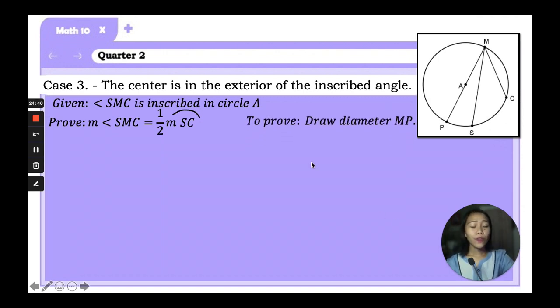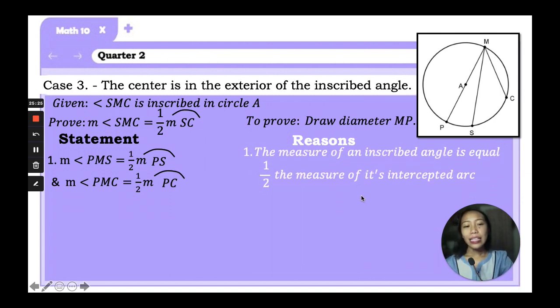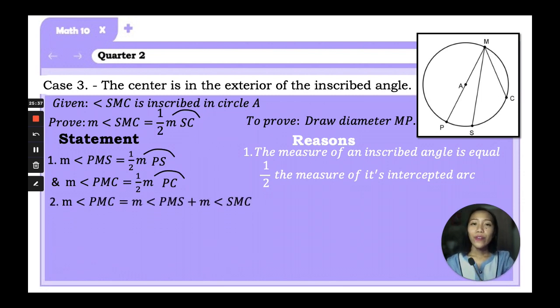In order for us to prove using the two-column proof, we need to draw a diameter MP. That means this segment MP passes through our center A. First statement, again, we will be using the fact that angle PMS has the measure of half the measure of arc PS. Same thing also with PMC. It's half the measure of its intercepted arc PC. That is because we know that the measure of an inscribed angle is half the measure of its intercepted arc.